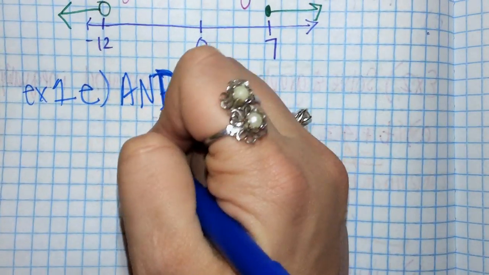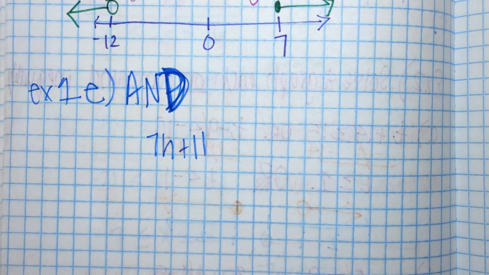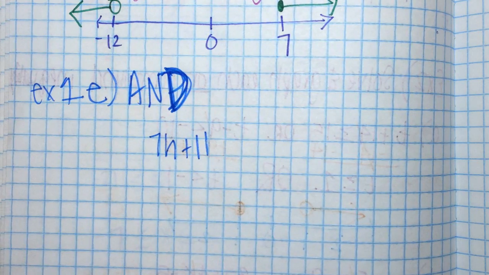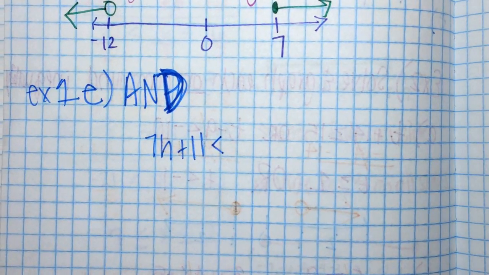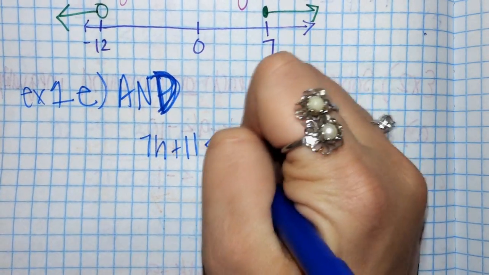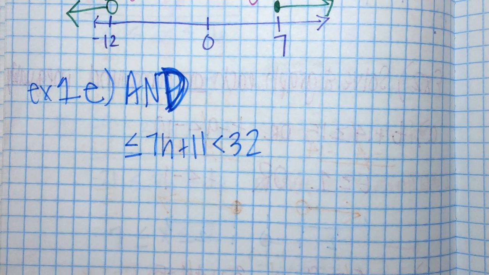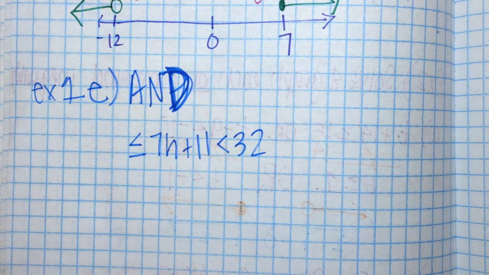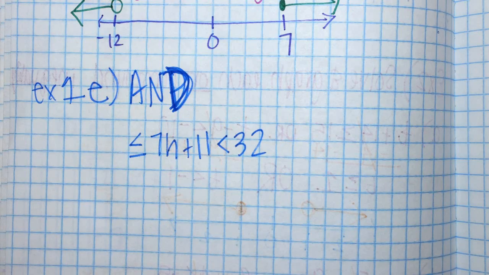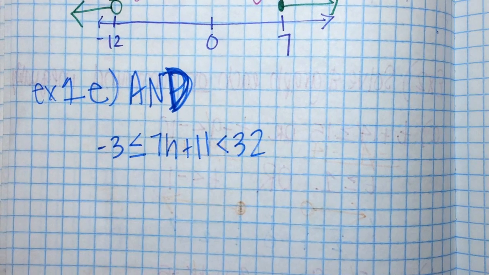Alright. Let's say 7h plus 11 in the middle. And then we're going to say less than 32, but greater than or equal to negative what? Negative 3.